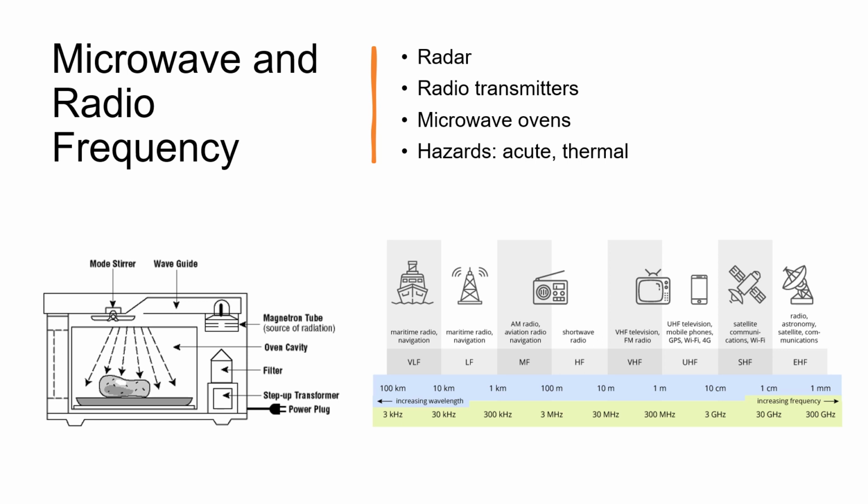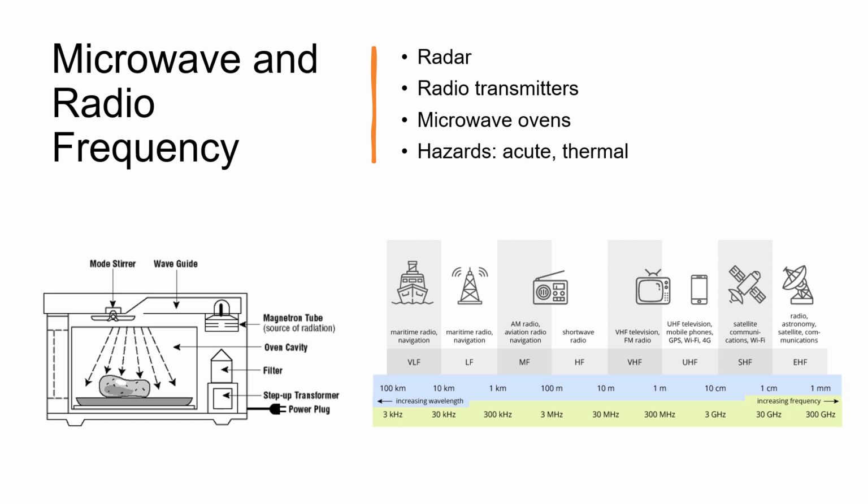So next we're going to discuss microwave and radio frequency. Microwave and radio frequencies operate at the lower end of the electromagnetic spectrum. Sources of microwave and radio frequency tend to be radar, radio transmitters, microwave ovens, Wi-Fi, cell phones, satellites. You can see here in the figure on the right, they show a few other sources of radio frequency radiation.